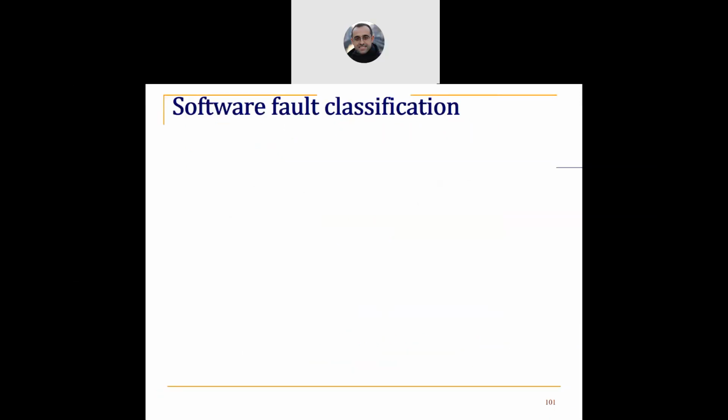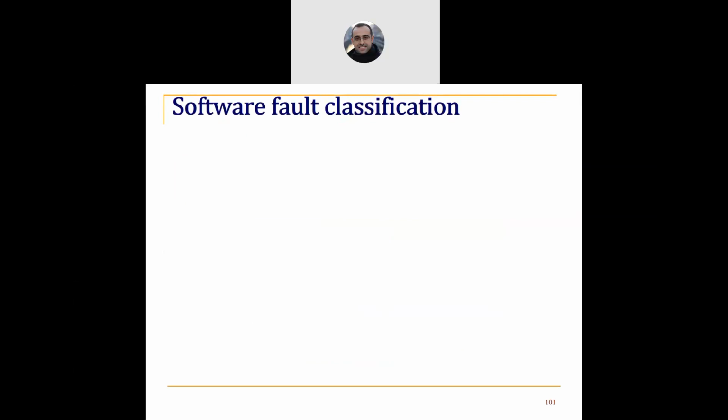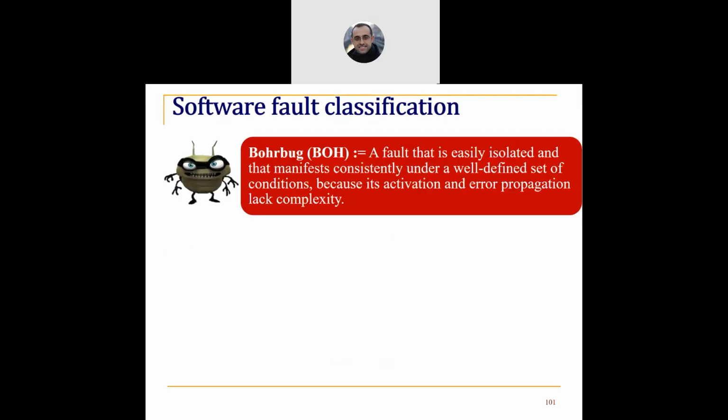And my proposal is that there are different types of bugs in software systems. And the only model of bug that we used to have, mentally anyway, is now called a Bohr bug: a fault that is easily isolated and that manifests consistently under a well-defined set of conditions, because its activation and error propagation lacks complexity. And if this is the only kind of bug, then it is true that if one copy fails, the identical copy is also going to fail on the same workload.